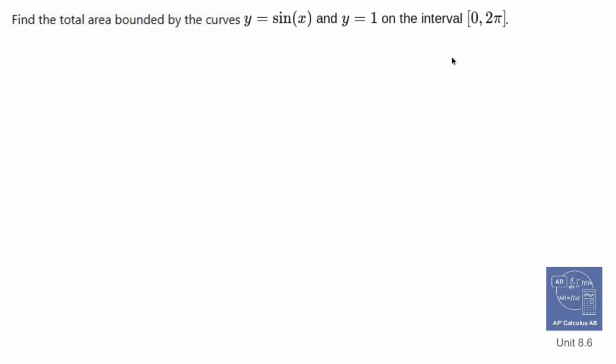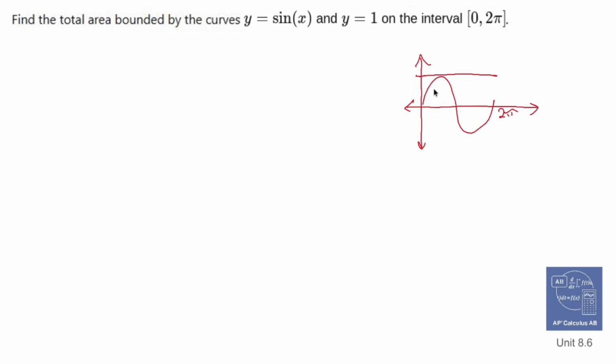Find the total area bounded by the curves y equals sine x and y equals 1 on the interval 0 to pi. So let's draw out what sine x normally looks like. This is me getting ready to draw out sine x. Looks like this, and it stops there at 2 pi. Peaks out at 1. So I care about this stuff going on right here.